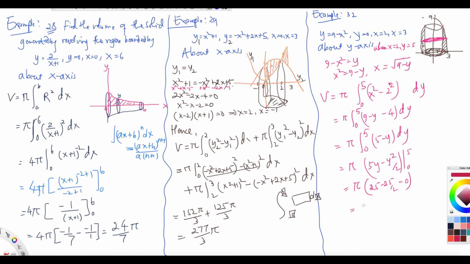So that will be 25 pi over 2. That is the final answer. Okay guys, so this is basically the concept that you use to do the problems in this section. Okay, so I will give you one more.